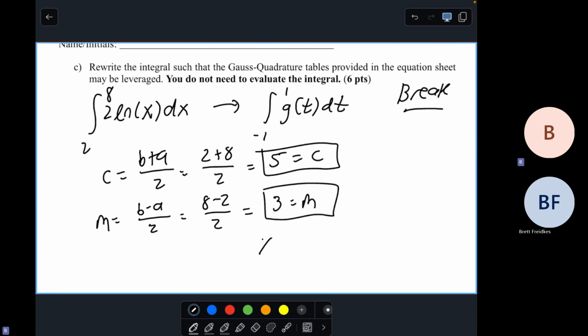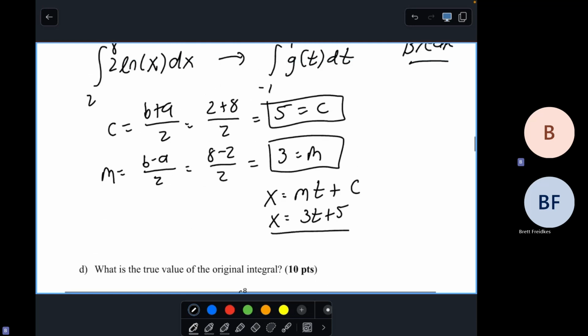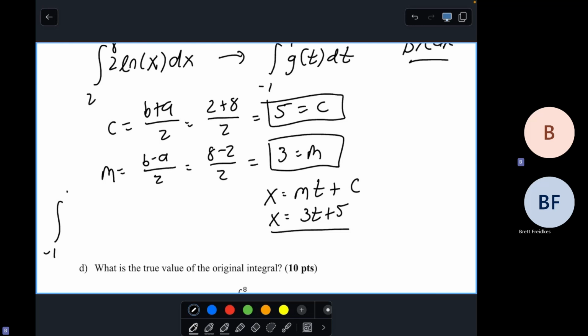And we know that X is equal to MT plus C. So X is equal to 3T plus 5. Do we buy that so far? Okay. So that means that I will plug into my function from -1 to 1 2ln of 3t plus 5 times dt. Did I mess up? Where did I mess up?